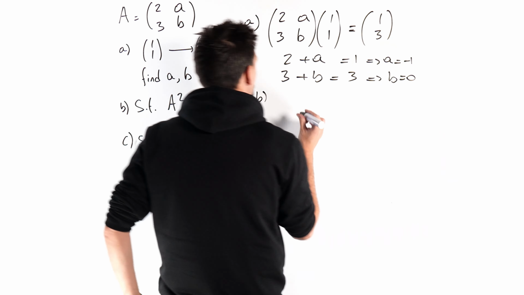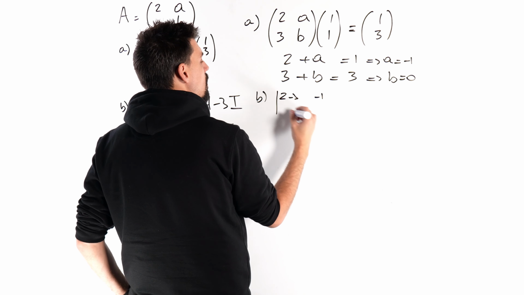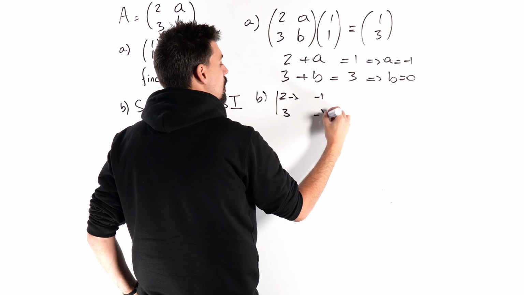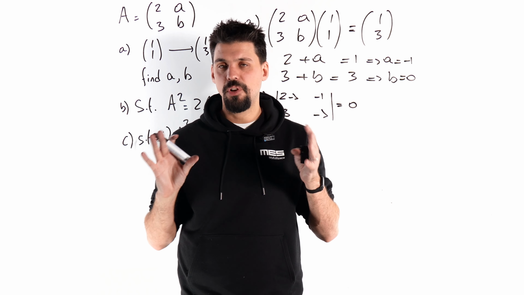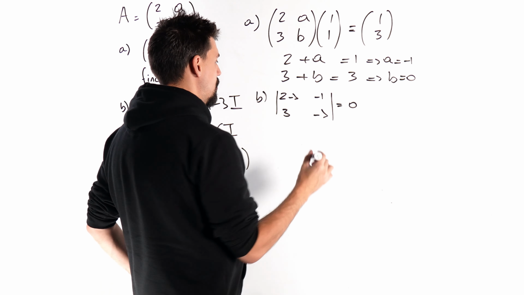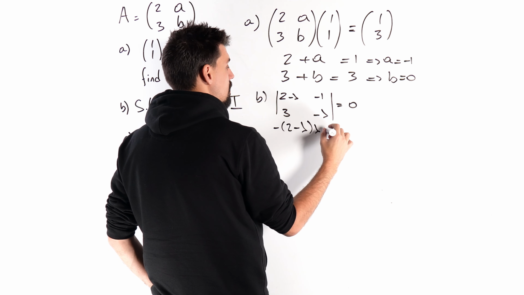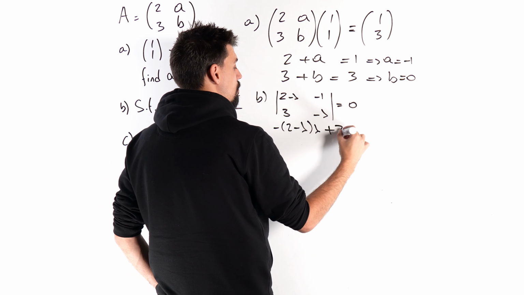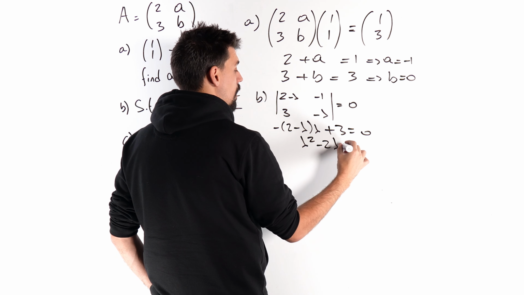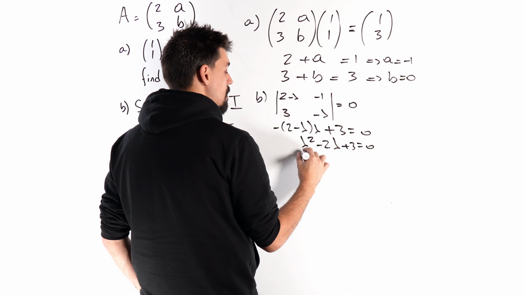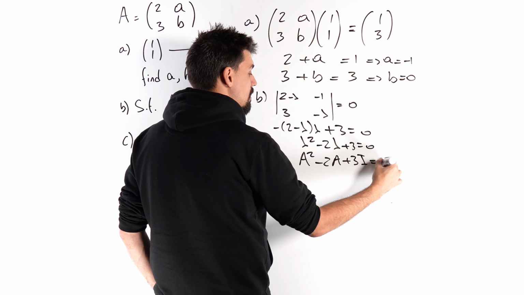We are going to look at the characteristic equation. 2 minus lambda, so a is minus 1, 3, b minus lambda. Now, because we know that a matrix will satisfy its own characteristic equation, what's that? That is 2 minus lambda times minus lambda minus 3 is 0. So that is lambda squared minus 2 lambda plus 3 equals 0. So what we know is that A squared minus 2A plus 3 times the identity is 0.